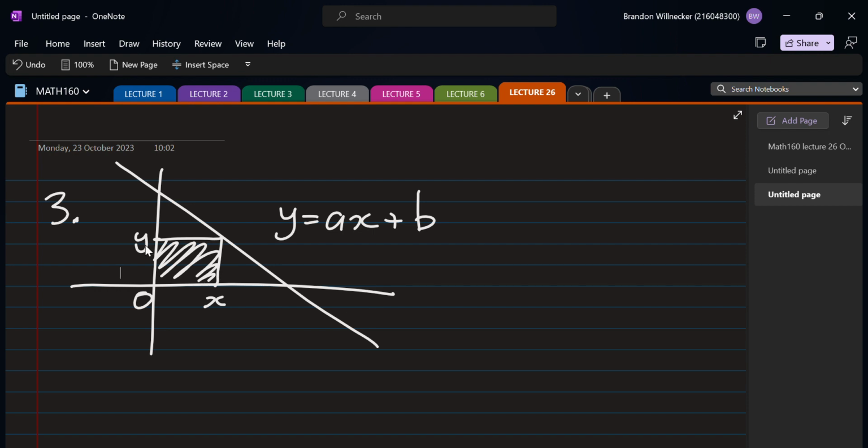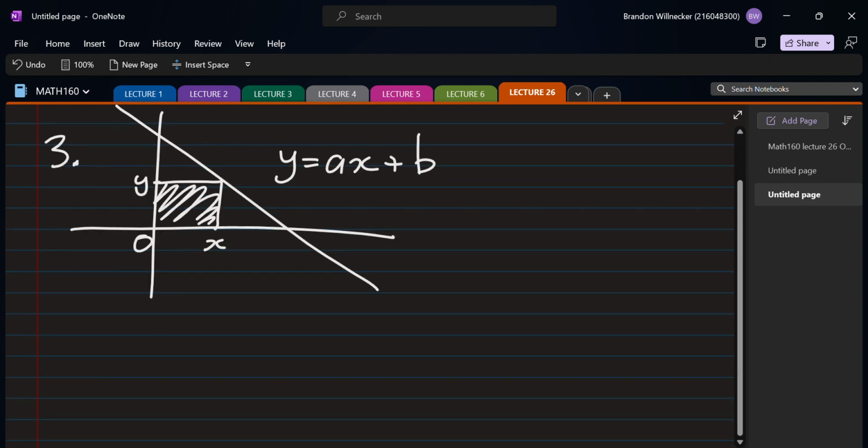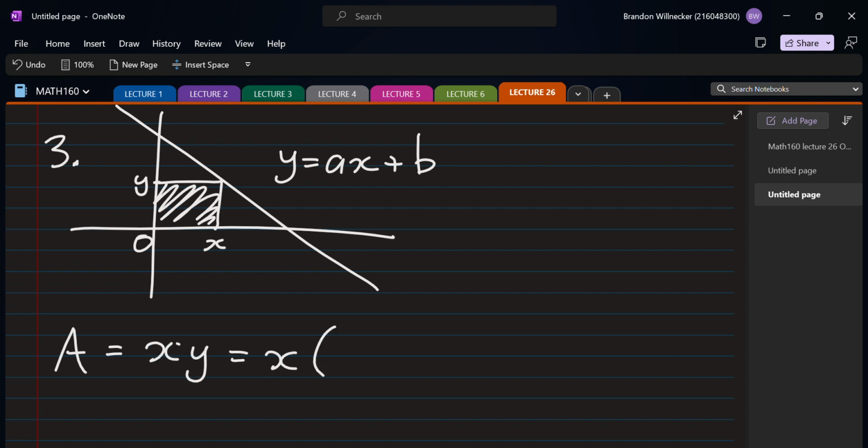Okay, so what we want to do is find the maximum area of this inscribed rectangle. So we write down an area function A. That's going to be base times height, so that's going to be x times y. But we know y, given that x value, it's going to be this point on the line here. So it's going to be ax plus b.